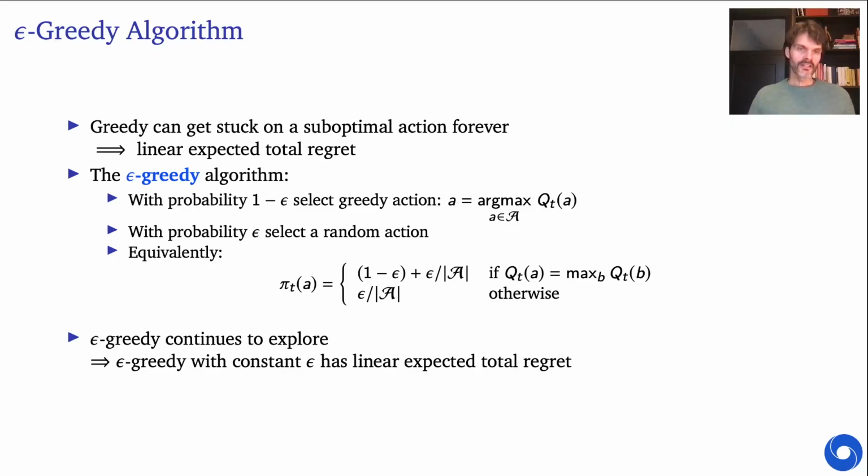So epsilon greedy continues to explore with this probability epsilon, but that means that it also has linear expected regret, because the epsilon doesn't decrease. So you keep on picking actions even if at some point you should be quite certain that these actions are really actually quite bad. You've attained in some sense enough information about them, and you should really stop selecting them. Epsilon greedy doesn't do that. It keeps on selecting these actions.